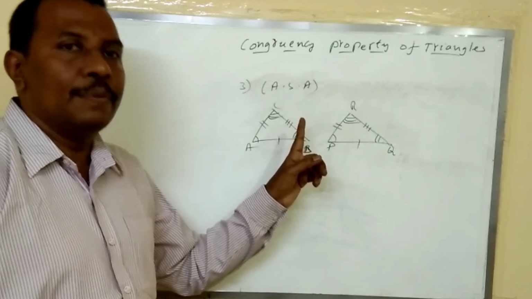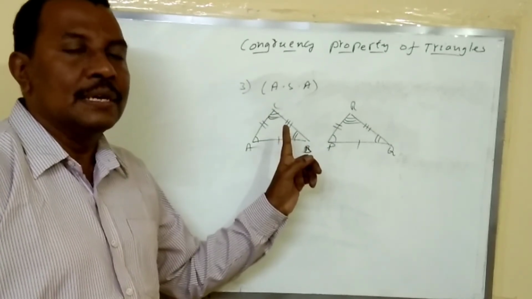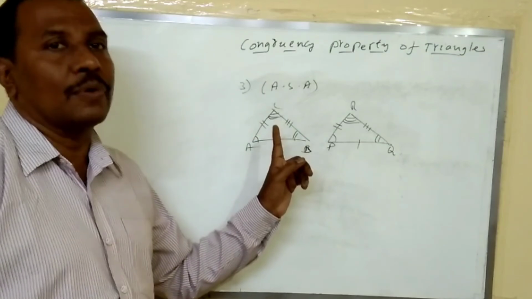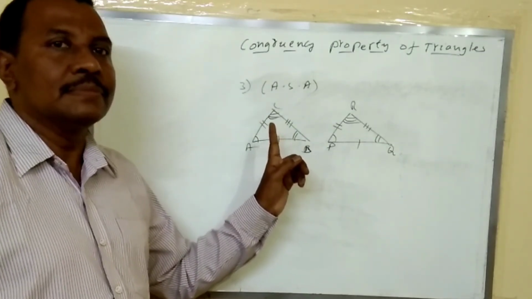Hope you understood these three congruencies. We need to discuss one more congruency, that is RHS congruency, which we will discuss in the next section.